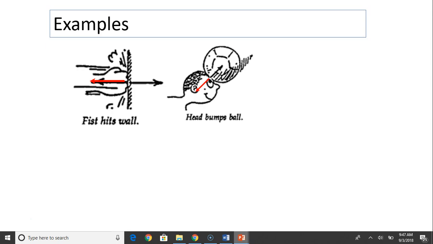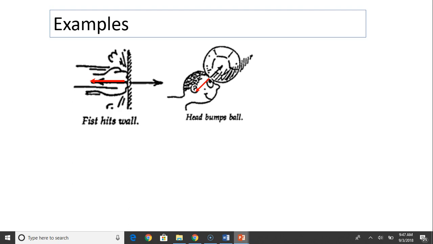Another more examples. Take a look at this one. A fist is hitting the wall, right? And so one force is on the fist, one force is on the wall. These two forces are acting on two different objects. This is action-reaction force, cannot be cancelled out.